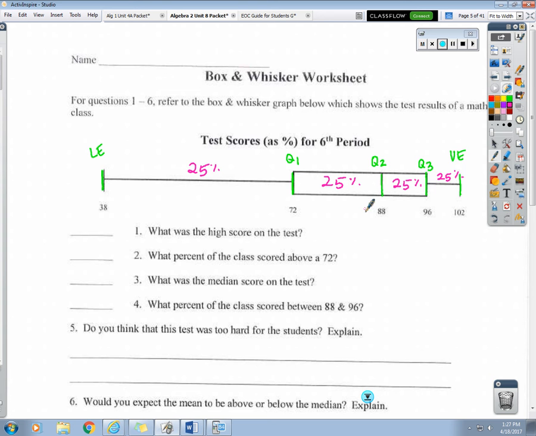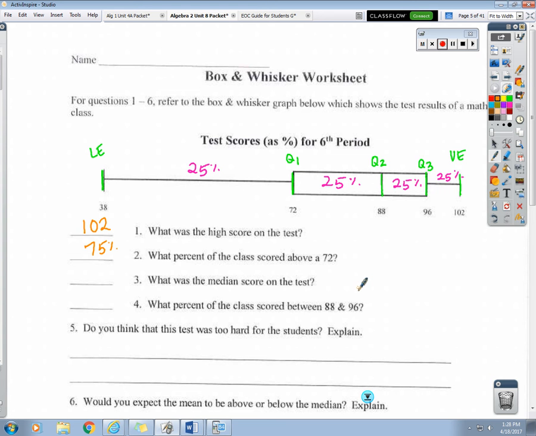Okay, so now that we've talked about these things, let's try to answer some questions about the box and whisker plot. What was the high score on the test? A 102, because that's what the upper extreme goes to. This is a U, even though it kind of looks like a V. Upper extreme. What percent of the class scored above a 72? 75%. Because if you go to 72 on the plot, it's at quartile 1, and 25 plus 25 plus 25 is 75%.